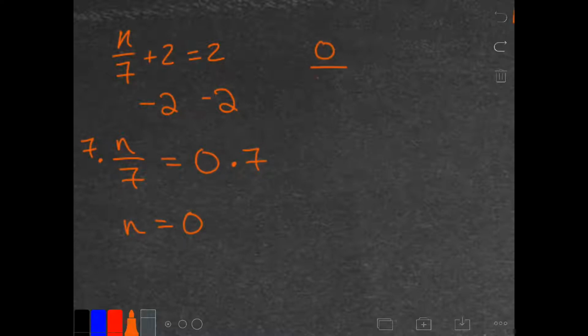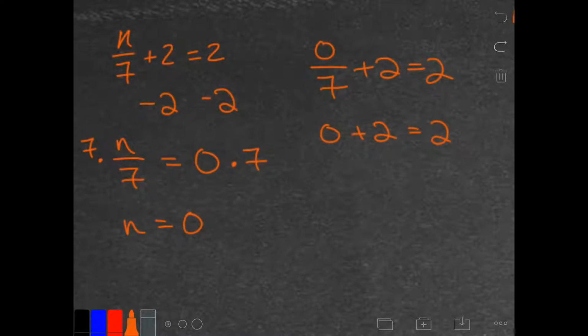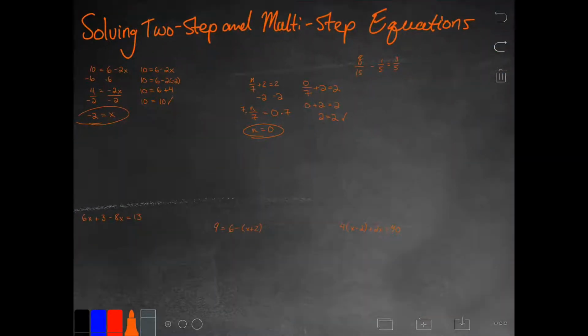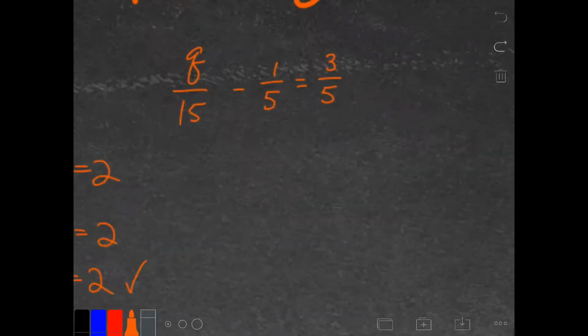So 0 over 7 plus 2 equals 2. 0 divided by 7 is 0. 0 plus 2 is 2. And we get 2 equals 2. So that works. We are good to go. 0 is, in fact, our solution.